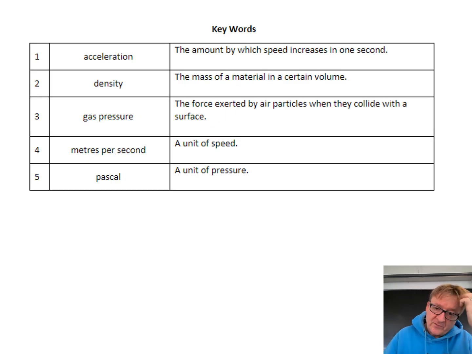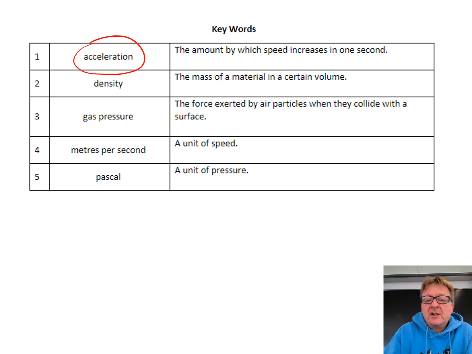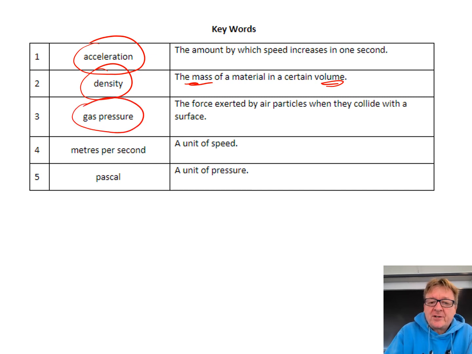Keywords: the amount at which speed increases in 1 second is the acceleration. The mass of material of a certain volume is density, because we've got mass and we've got volume in there. The force exerted by air particles when they collide with a surface is gas pressure. The unit of speed is meters per second, and the unit of pressure is pascals.